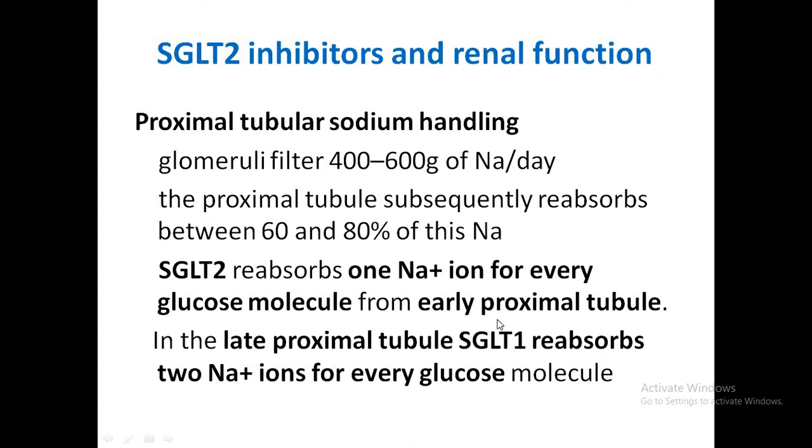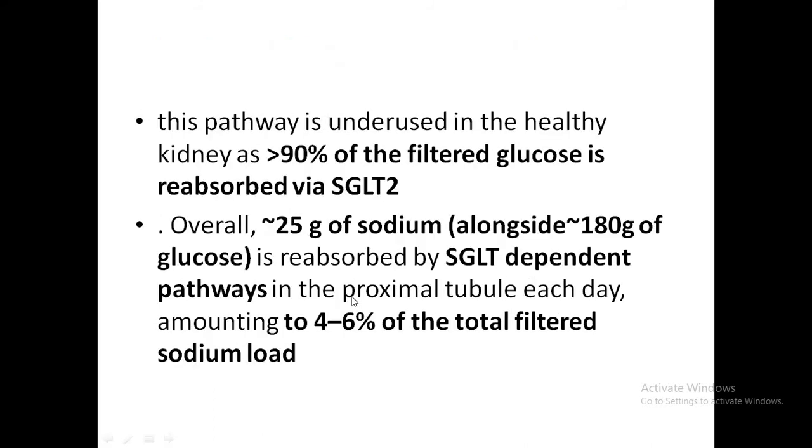SGLT2 therefore is in the early proximal tubule, and it reabsorbs 1 sodium for every glucose molecule. But the reverse, SGLT1 is in the late proximal tubule, and it reabsorbs 2 sodium ions for every glucose. In this way, SGLT1 is more efficient and more potent than SGLT2. The SGLT1 pathway is underused in healthy kidneys, as 90% of the filtered glucose is reabsorbed by SGLT2. Approximately 25 grams of sodium is reabsorbed by SGLT dependent pathways in the proximal tubule each day, and that is equal to 4 to 6% of the total filtered load.